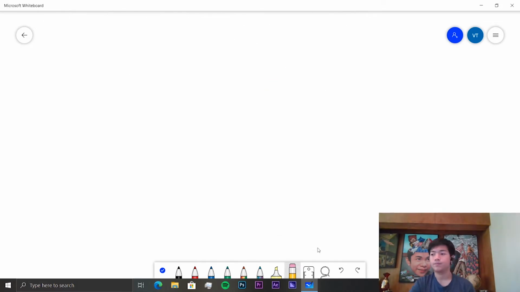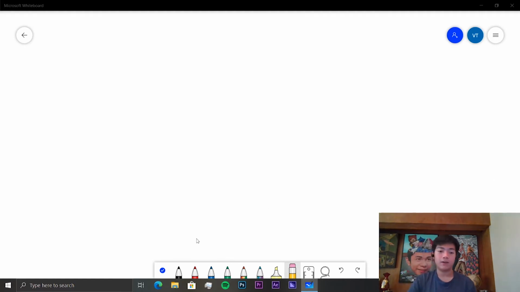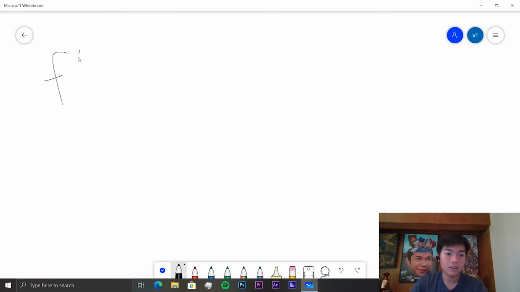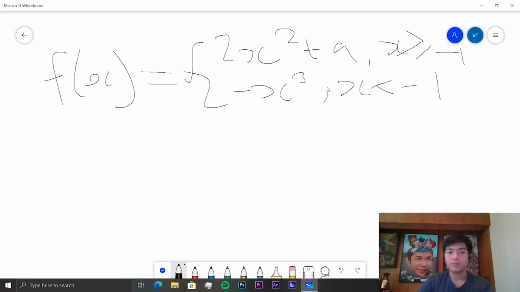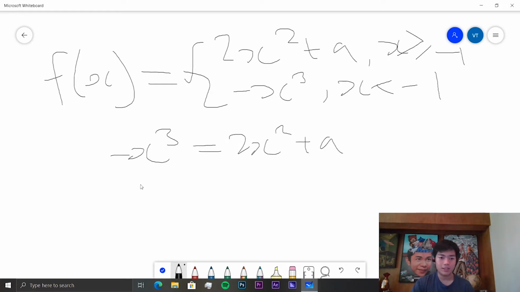So on to the next one. We now need to find the values for which this function is continuous. The function is 2x squared plus a, for x greater than or equal to -1, and negative x cubed, for x less than -1. For this function to be continuous, we need to make sure that at the point -1, negative x cubed is equal to 2x squared plus a when x equals -1. So in this case, this would be 1 is equal to 2 plus a, so a must equal -1.